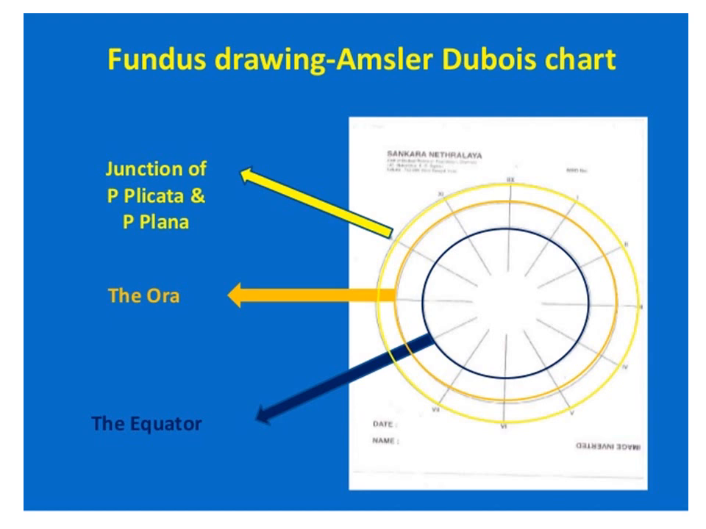Finally, you should know how to do fundus drawing. Fundus drawing is done by drawing 3 circles and various radial lines. The first circle represents the equator, the second circle represents the ora serrata, and the third circle represents the junction of pars plicata and pars plana.